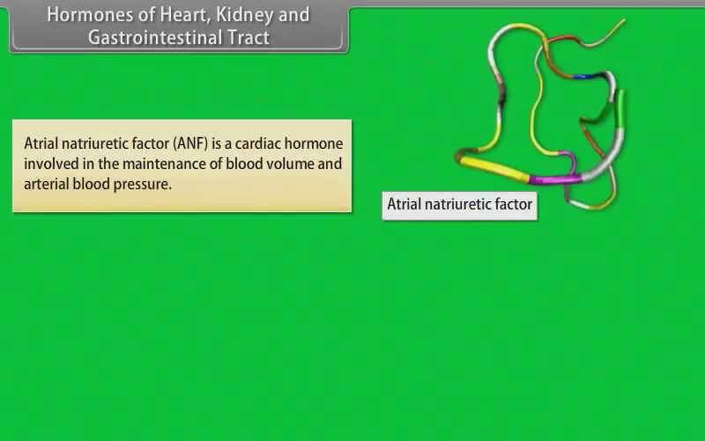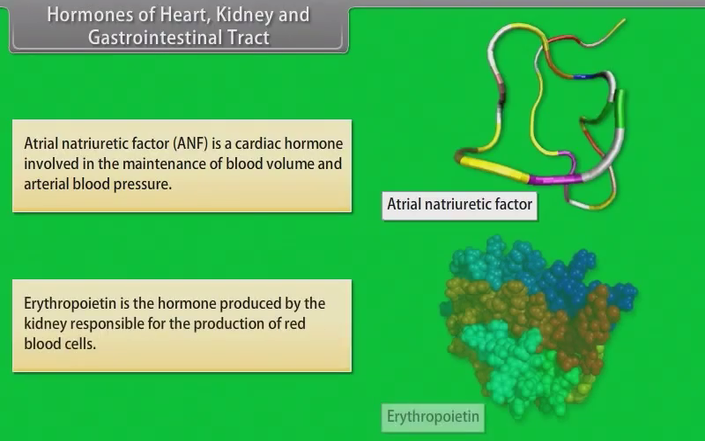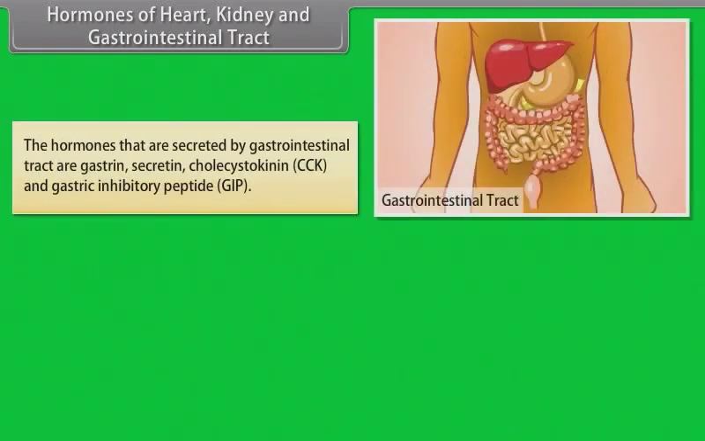Hormones of heart, kidney, and gastrointestinal tract. Atrial natriuretic factor, ANF, is a cardiac hormone involved in the maintenance of blood volume and atrial blood pressure. Erythropoietin is the hormone produced by the kidney responsible for the production of red blood cells. The hormones that are secreted by the gastrointestinal tract are gastrin, secretin, cholecystokinin (CCK), and gastric inhibitory peptide (GIP).